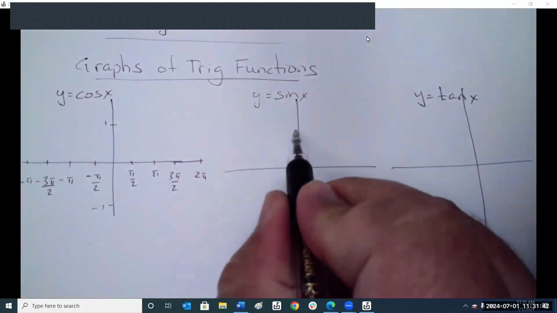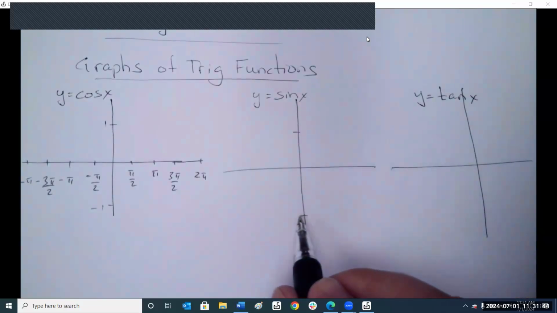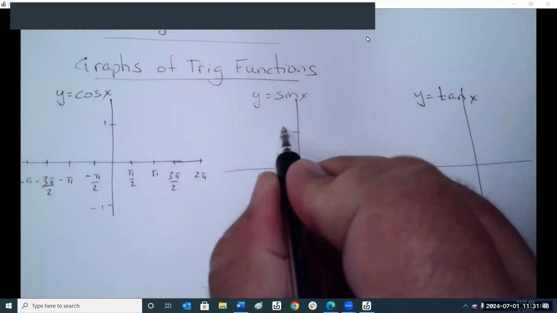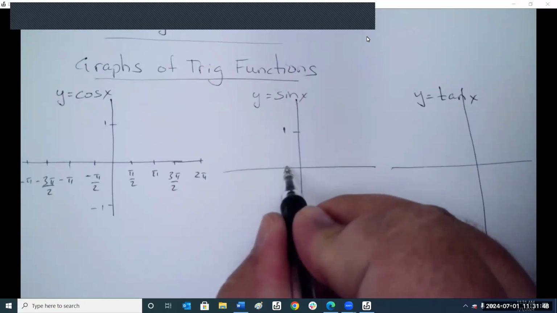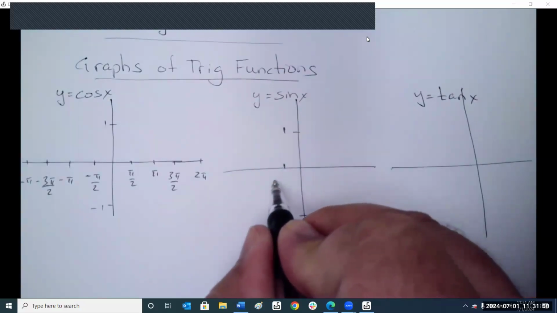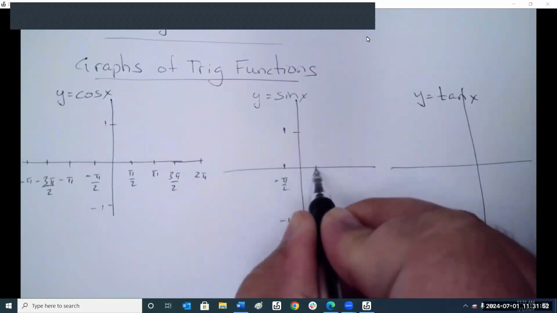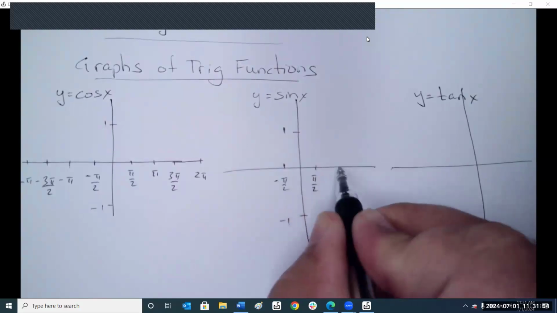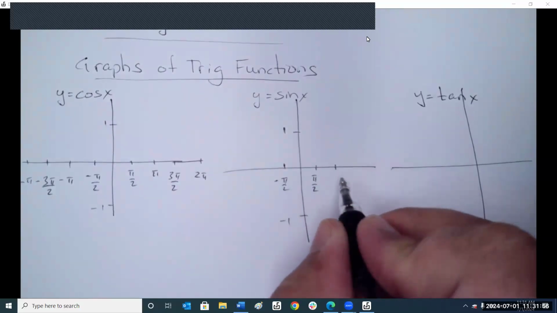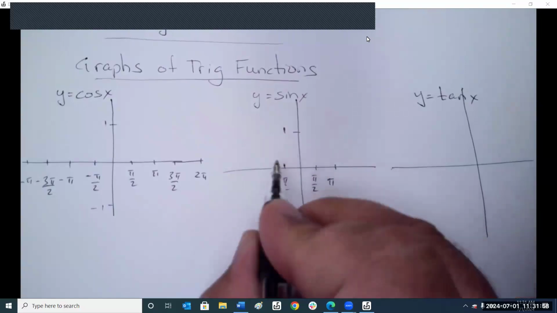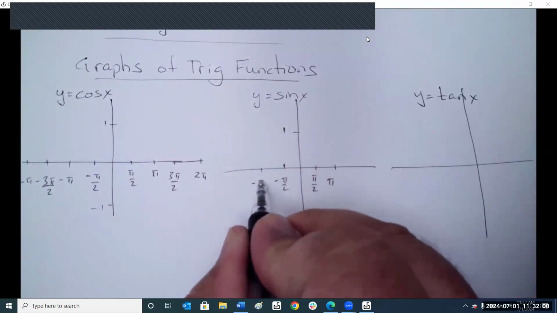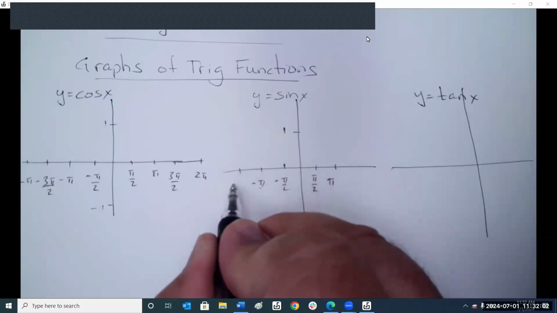Okay, we know that the sine and cosine function are bounded on the y-axis by 1 and -1. And they go on infinitely from negative infinity to positive infinity on the x-axis.